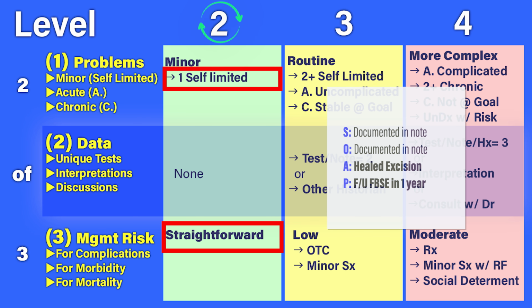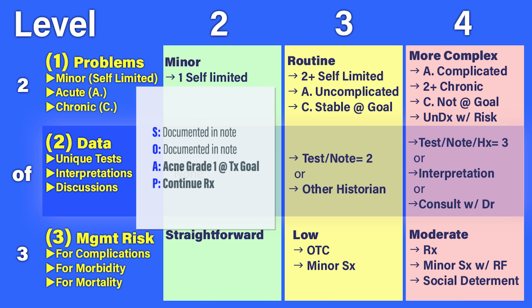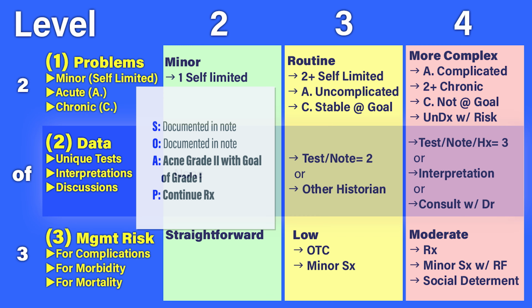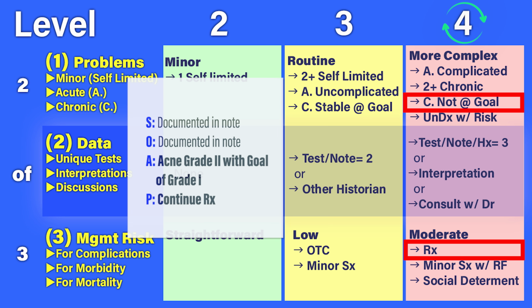This is a level 2. A patient presents with acne that is controlled and at goal while continuing prescription therapy. This is a level 3. A patient presents with acne that is not at goal and continues prescription therapy. This is a level 4.